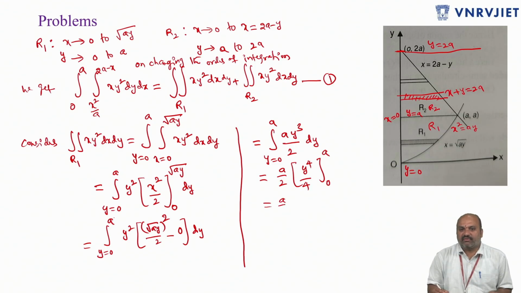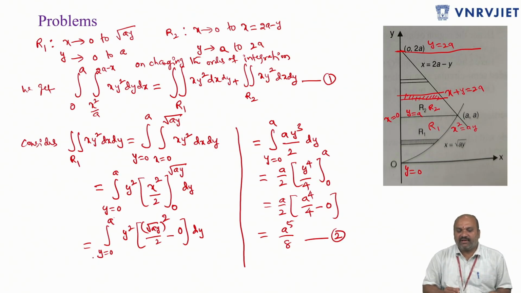So this is equal to a by 2. Instead of y substitute a, so a power 4 by 4, minus substitution of lower limit 0, no contribution. So it is equal to a to the power of 5 divided by 8. Let's take this as equation number 2. This is the double integral over the region R1 of xy square dx dy.